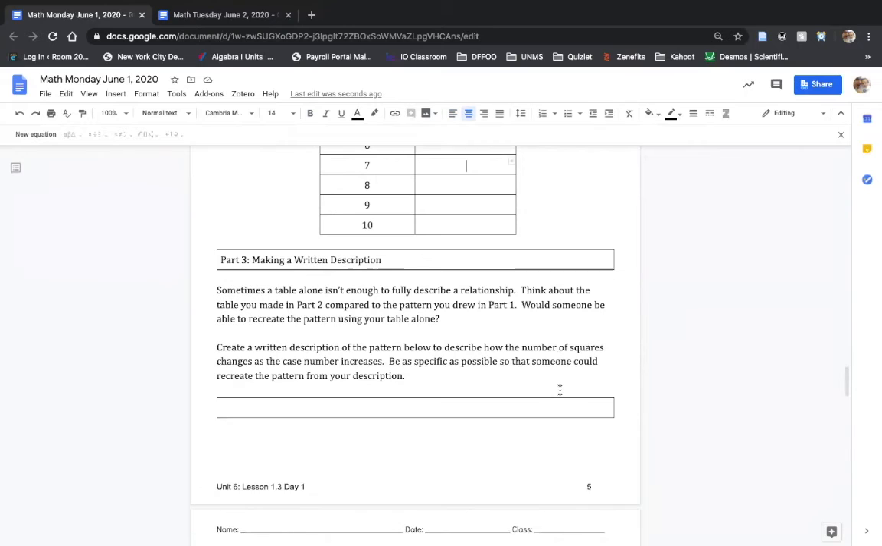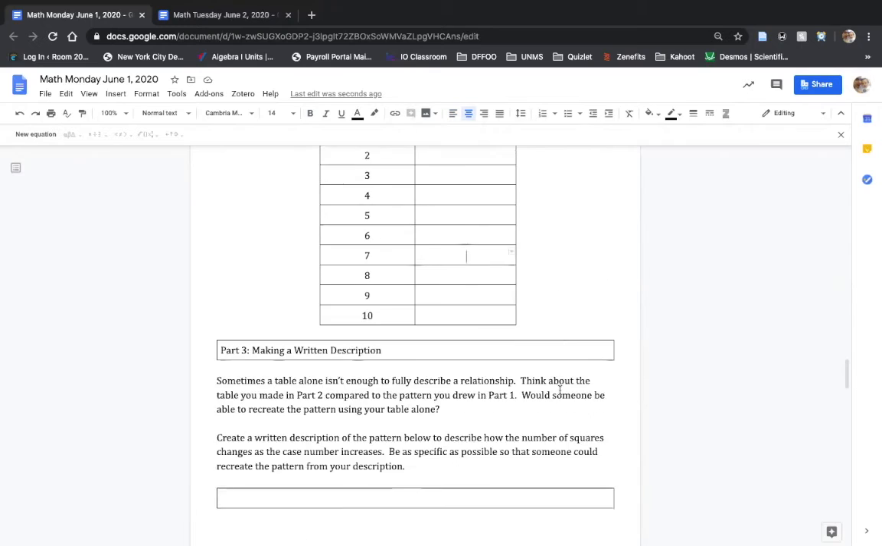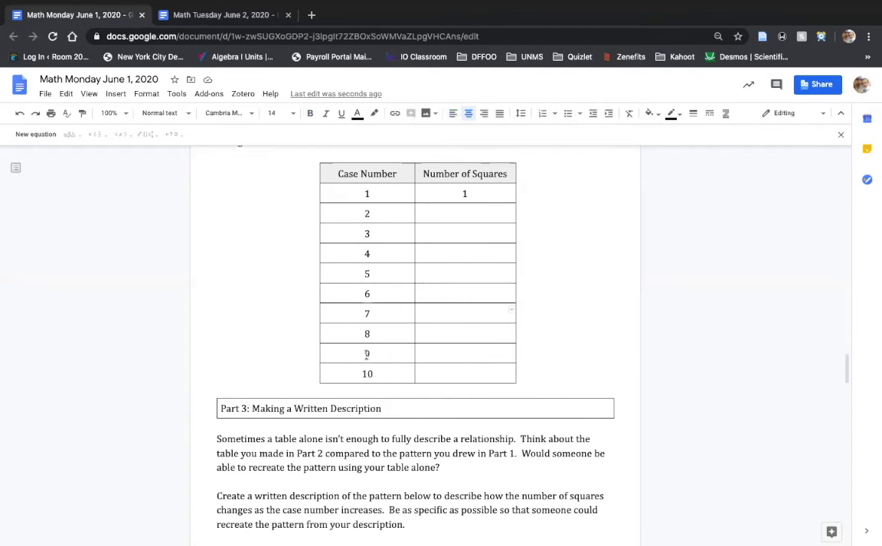Now, next thing that you're going to do is make a written description. So look back to the table that you have here, right? This table, although it does capture the numerical information from that pattern, it's kind of missing something, right? So think if you told somebody, okay, so this pattern has, at case number 1, 1 square. At case number 9, however many squares you said here, right?